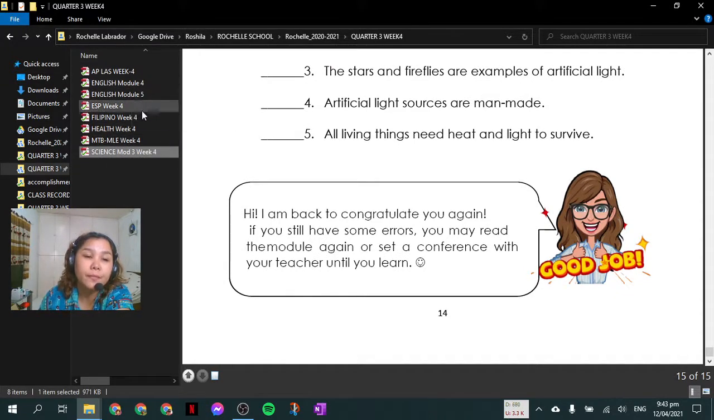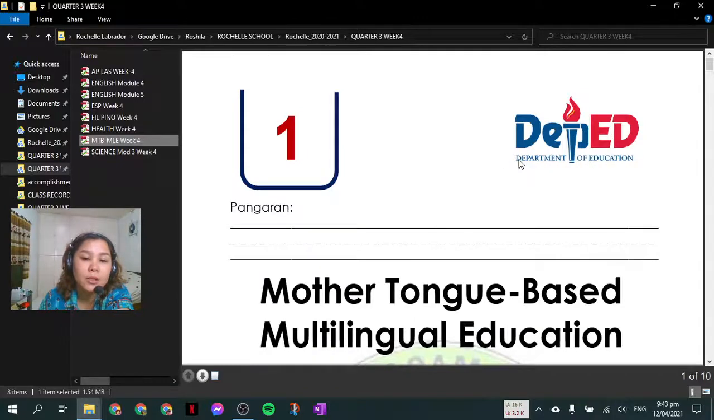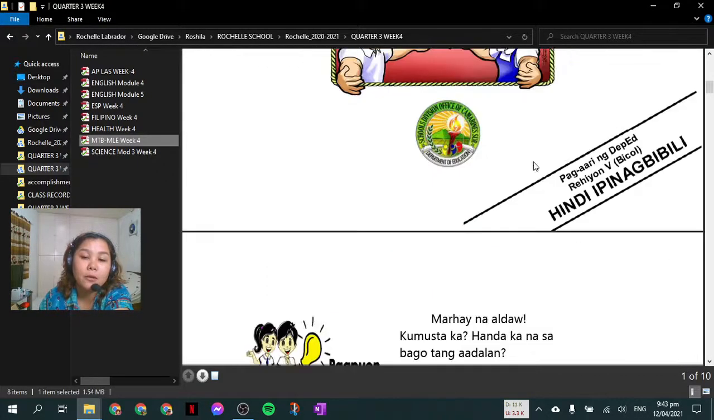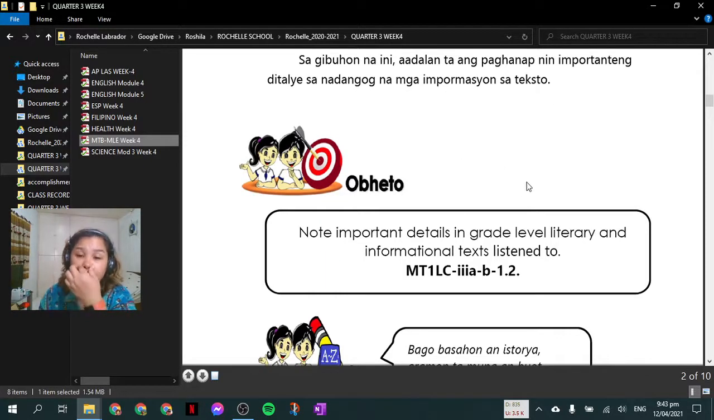Next one, we have MTB. So MTB, mga mahalagang pangyayari. So this is quarter 3 module 4. So we have a module from Kamsur ulit. Then introduction, objectives or layunin. So in English, this is about noting important details in grade level literary and informational texts.